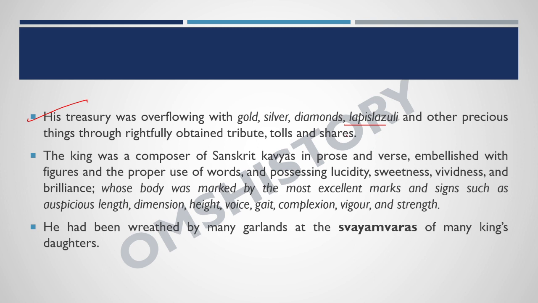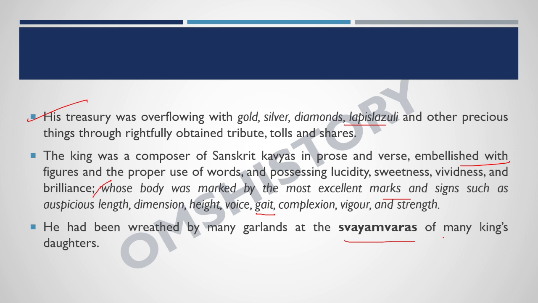The king was also considered a composer of Sanskrit kavyas in prose and verse. He was also embellished with figures and proper use of words, possessing lucidity, sweetness, vividness and brilliance in his poetry. His physical features are also described: his body was marked by the most excellent marks, which are the signs of valor, and his length, dimension, height, voice, walking style, complexion, vigor and strength, everything was king-like. He also had wreathed many garlands at the swayamvars of many kings' daughters. So this was in brief the summary of the Junagarh inscription.